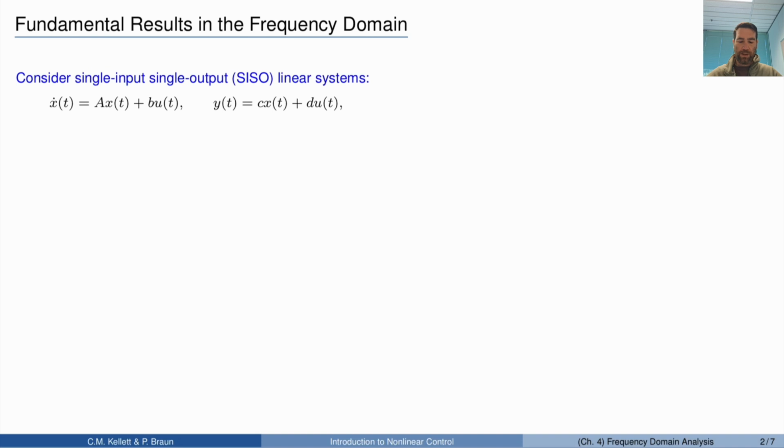Okay, we start with a system in the time domain, a linear system, for simplicity single input, single output, meaning we have two equations here: x dot is equal to Ax plus Bu, and then an output, y of t is equal to Cx plus Du. x can be n-dimensional, but the output y is one-dimensional and the input u is one-dimensional.